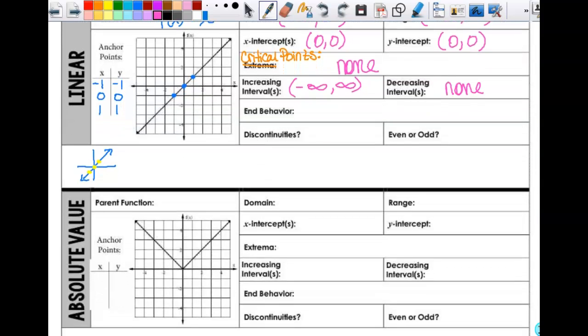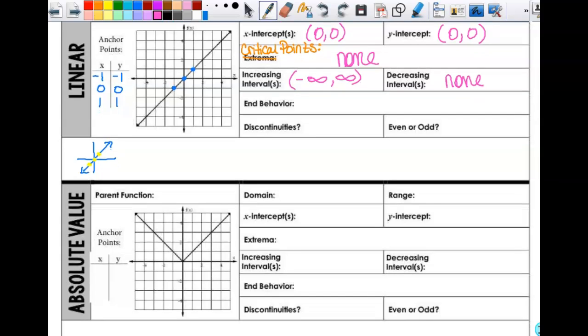All right. So then my end behavior, the way we write that, as x approaches infinity, f of x approaches... All right, so as x gets bigger and bigger and bigger, what's happening to y? Where is it going? Infinity. Very good.